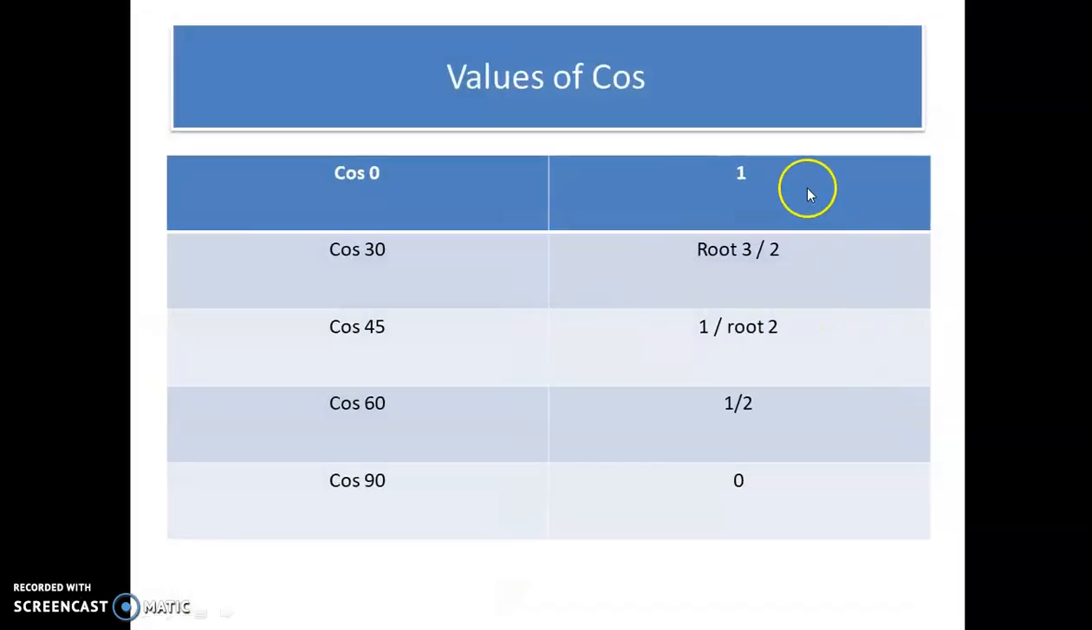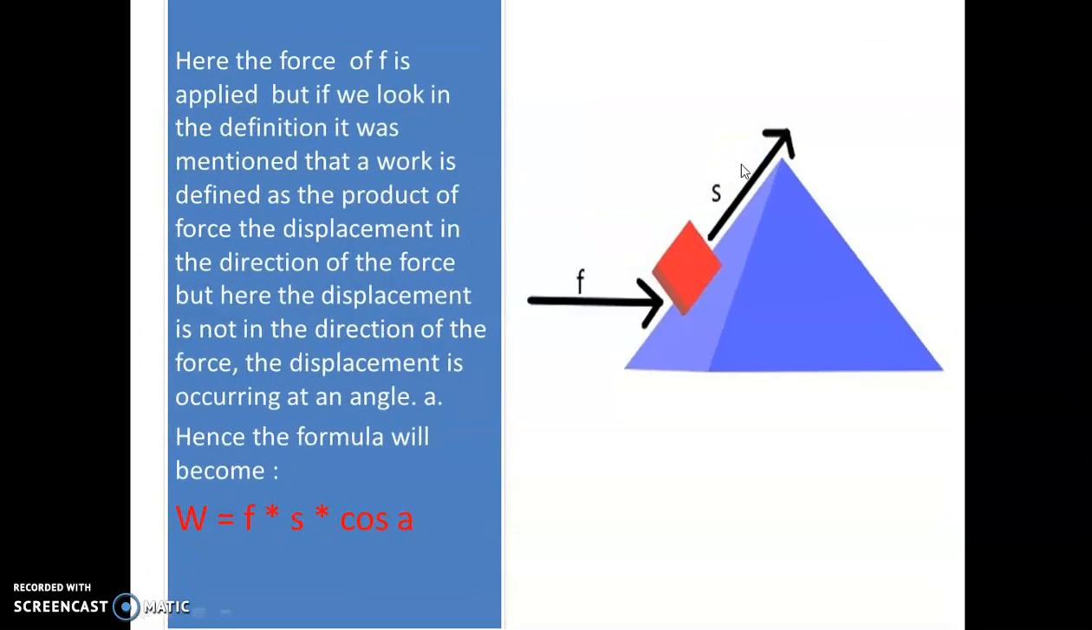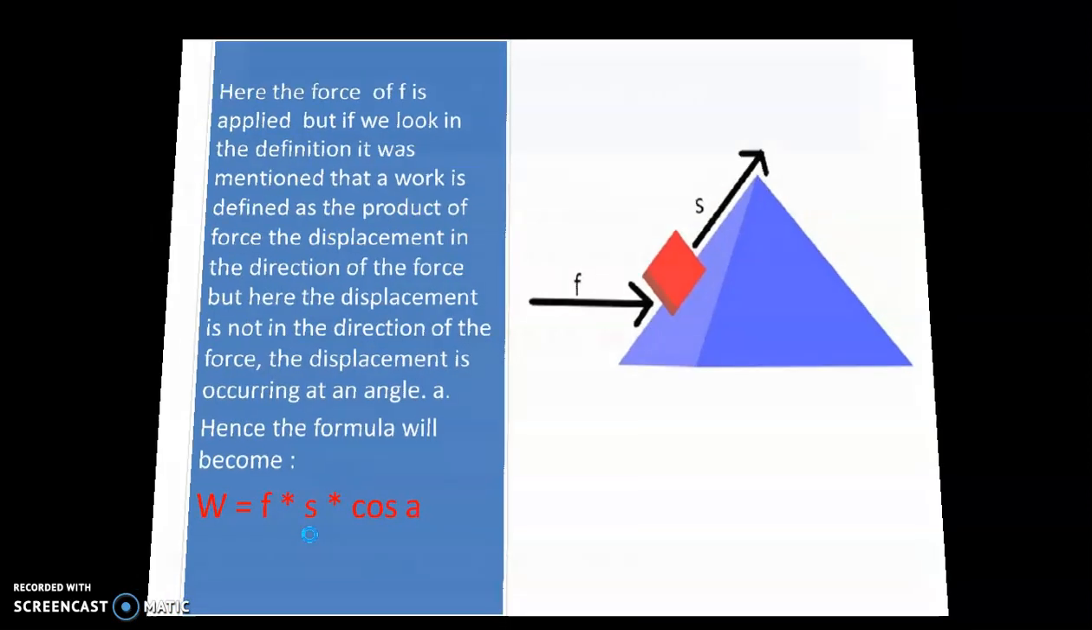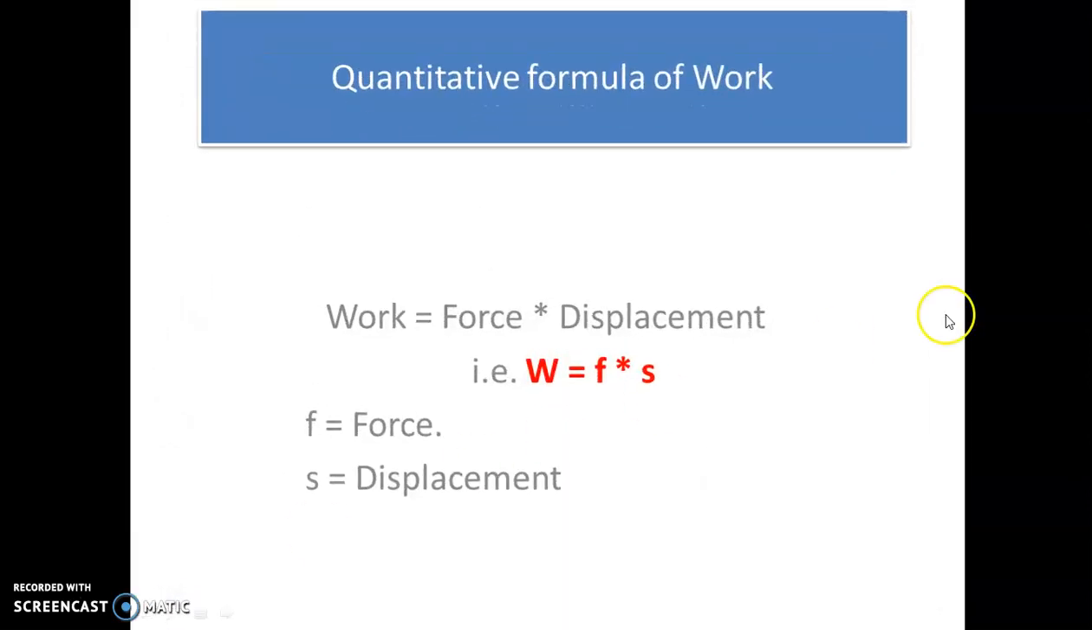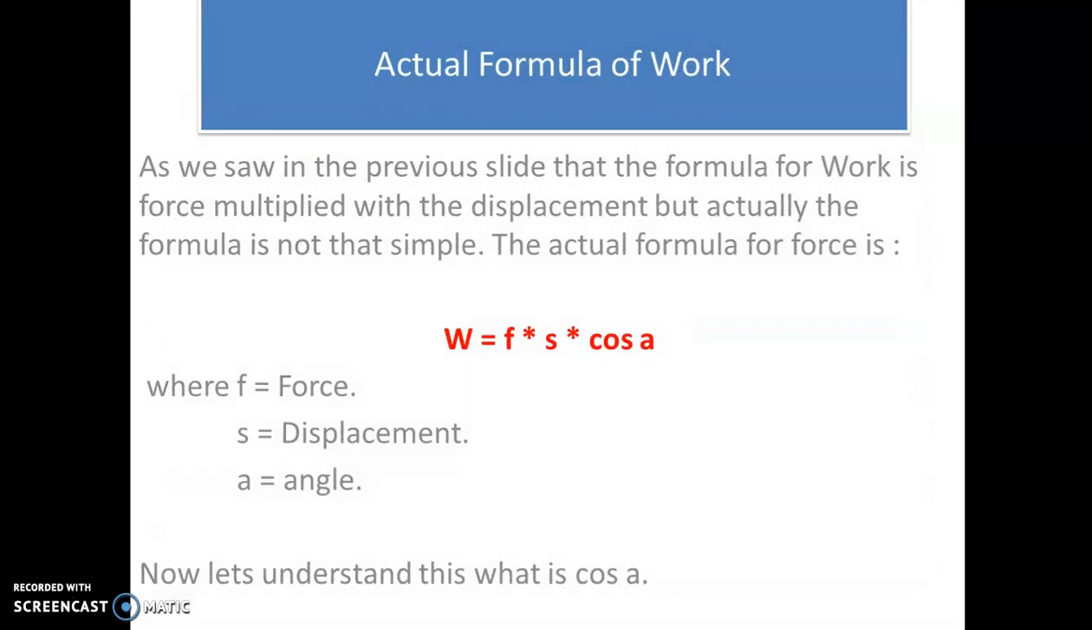The value of cos 0 is 1. Since the value of cos 0 is 1, if you apply it here, what will be the value? W equals force into S into cos 0. Cos 0 is 1, so in the end, W equals force into displacement. That is why we wrote that the quantitative formula of work, if the displacement is in the same direction as the force, is W equals F into S, because cos A was 1. Whereas the actual formula is this.